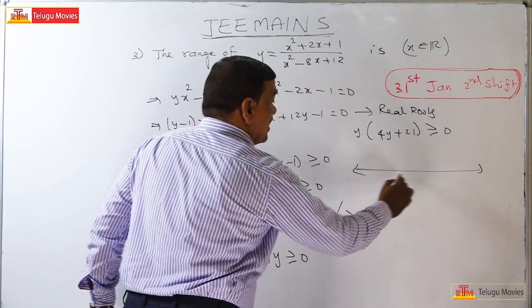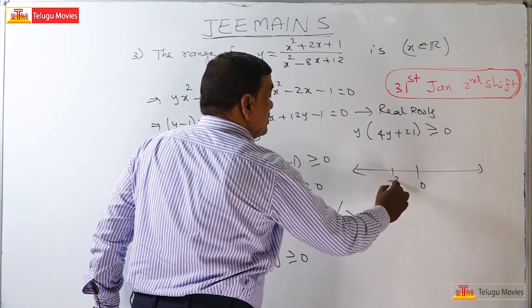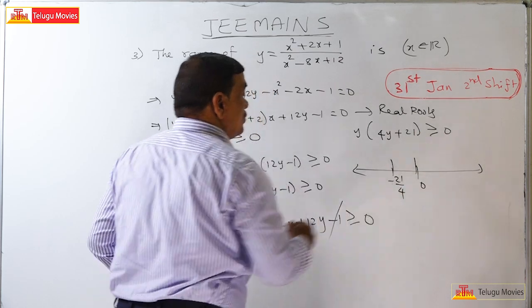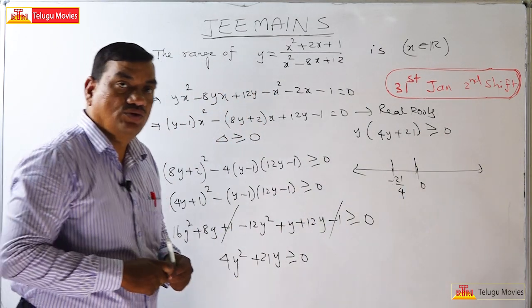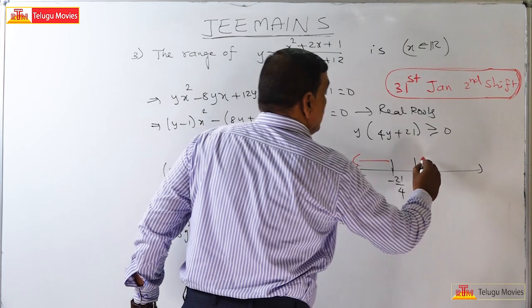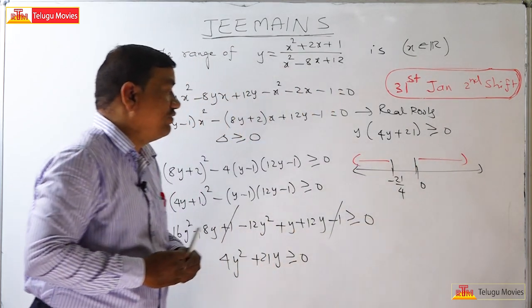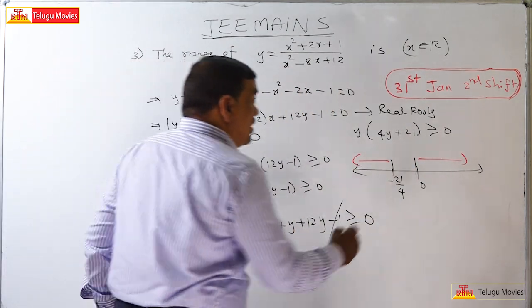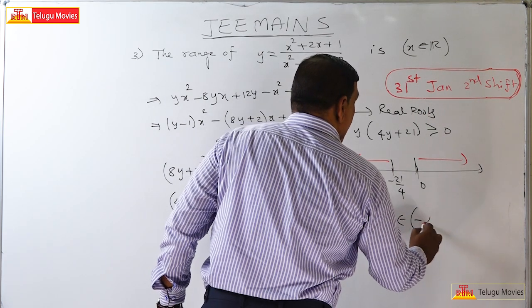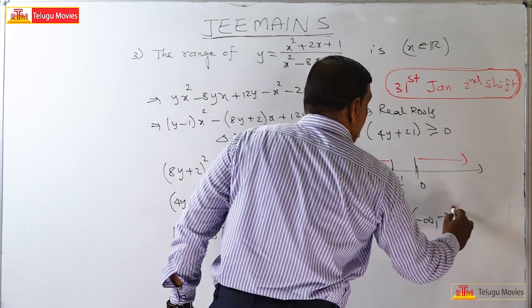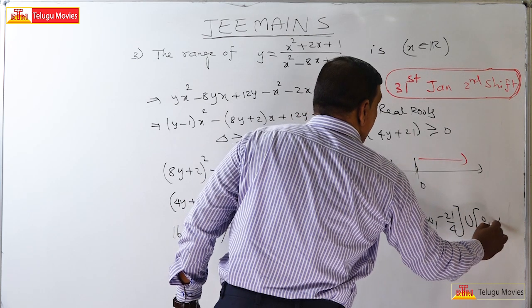Now let us take the number line. So it is 0, and this is minus 21 by 4. Since it is greater than or equal to 0, the roots will be outside of minus 21 by 4 comma 0. Therefore the range of y is minus infinity to minus 21 by 4, union 0 to plus infinity.